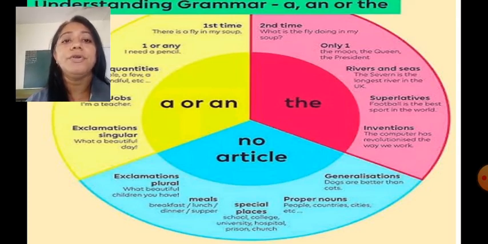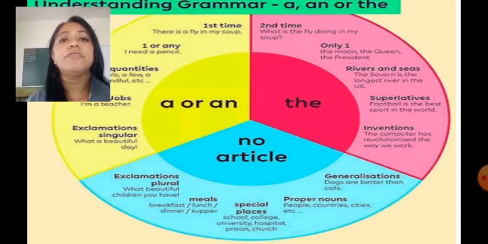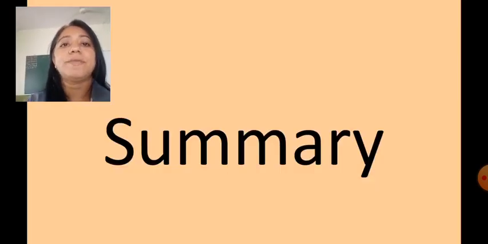Now we will talk about no article. No article means we will not use any article. When a sentence is an exclamation and it is plural, we will not put any article. Before names of special places, for example school, college, university, etc. Before any proper noun of people, countries, etc. Or generalization, when we are talking in a general manner, at that time also we will not use any article. Now let's summarize the chapter.